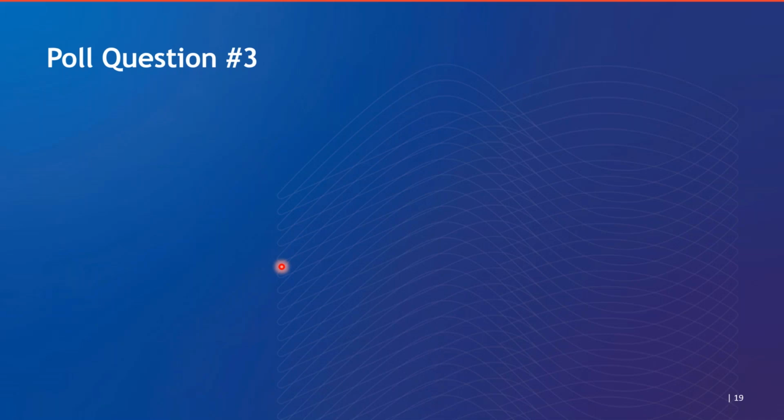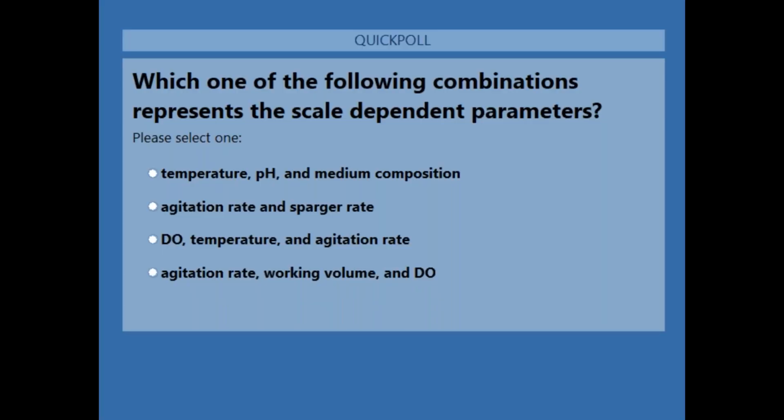Sonia, I'm going to have your support one more time for taking care of the third poll question. Okay, and here we go, everyone. Our final poll question for this webinar. The question is, which one of the following combinations represent the scale-dependent parameters? You have a couple of options below you can choose from.